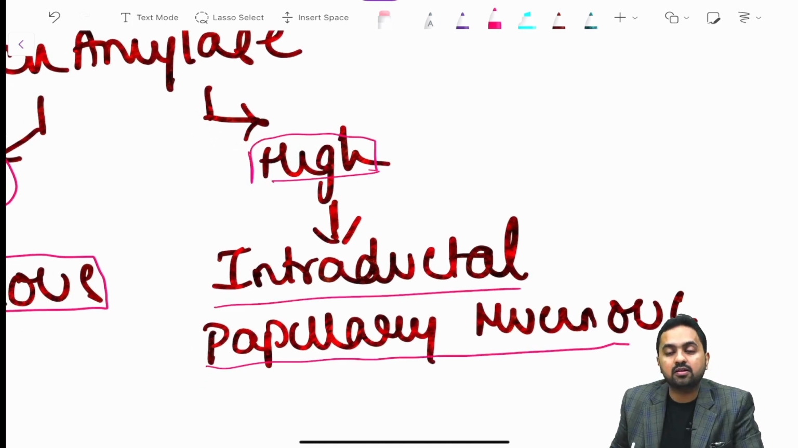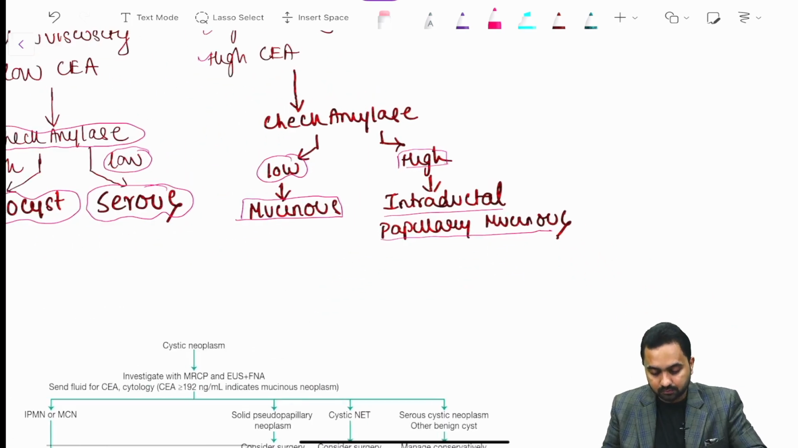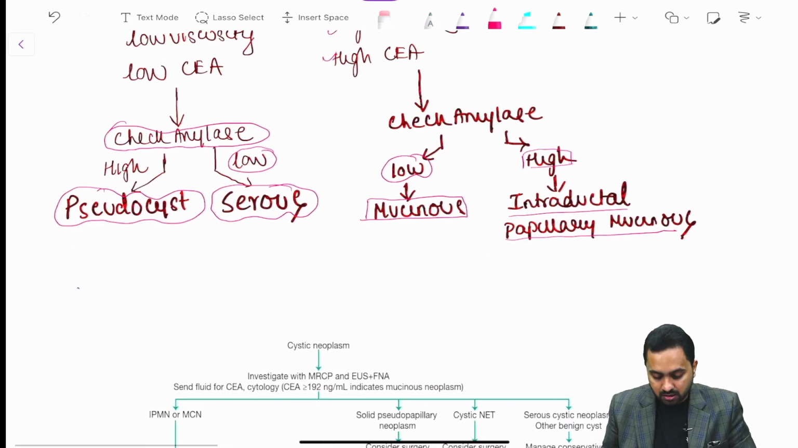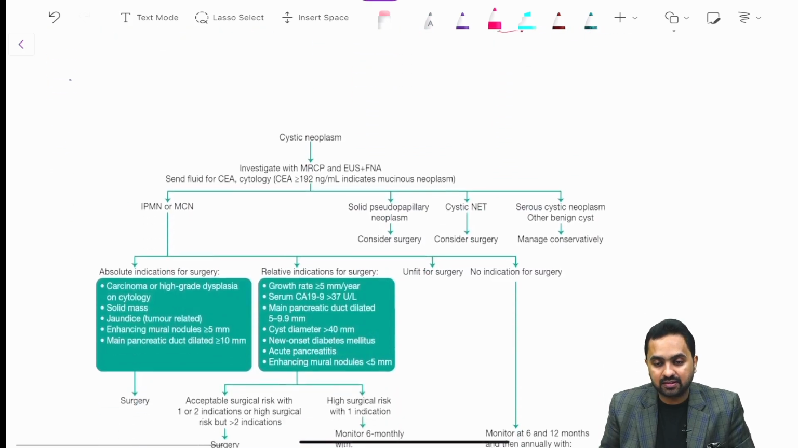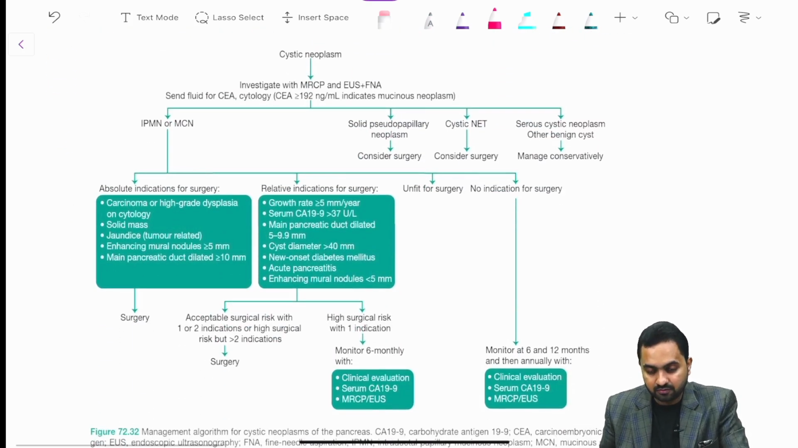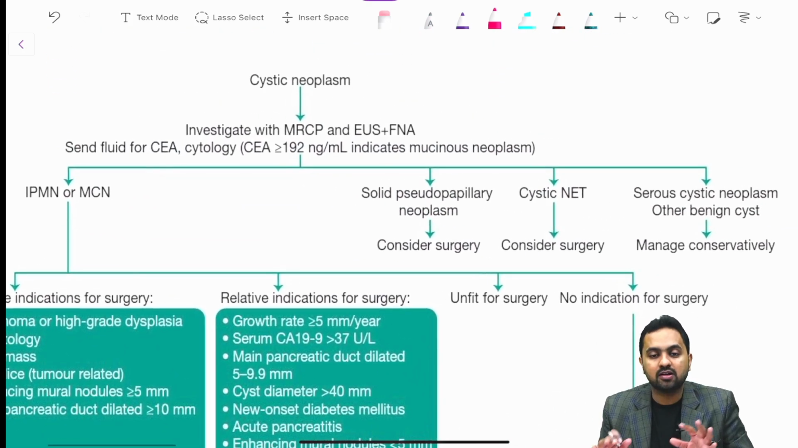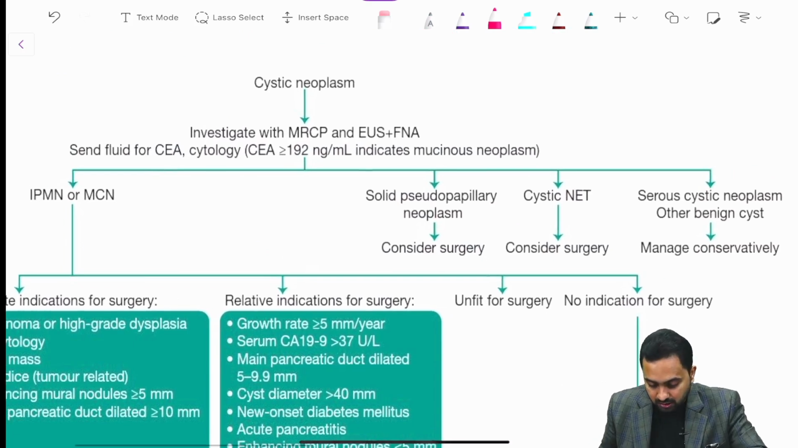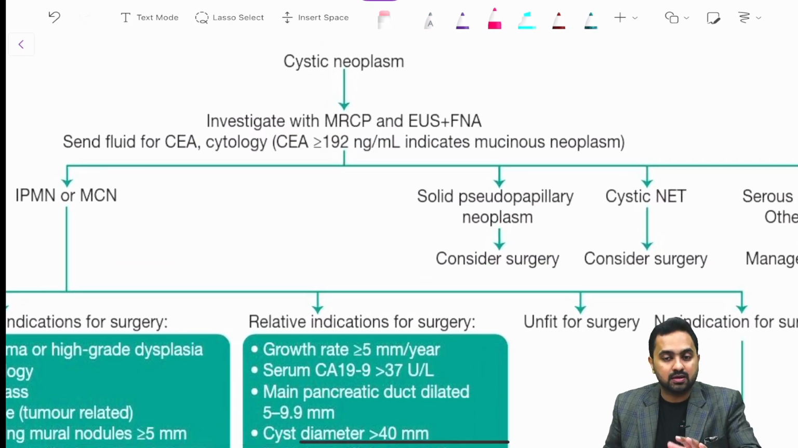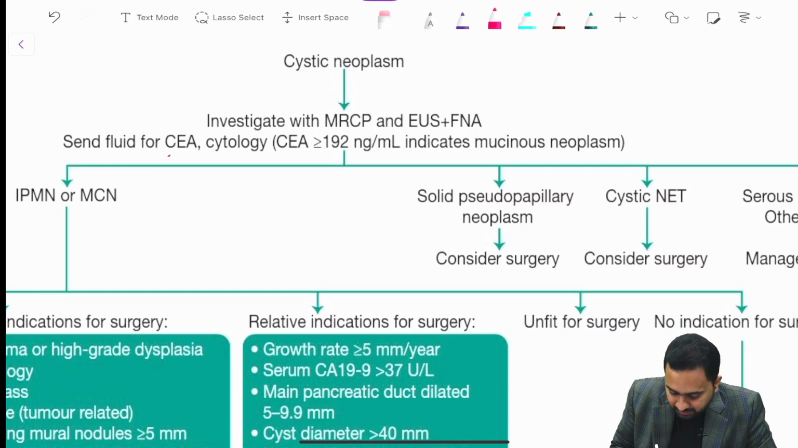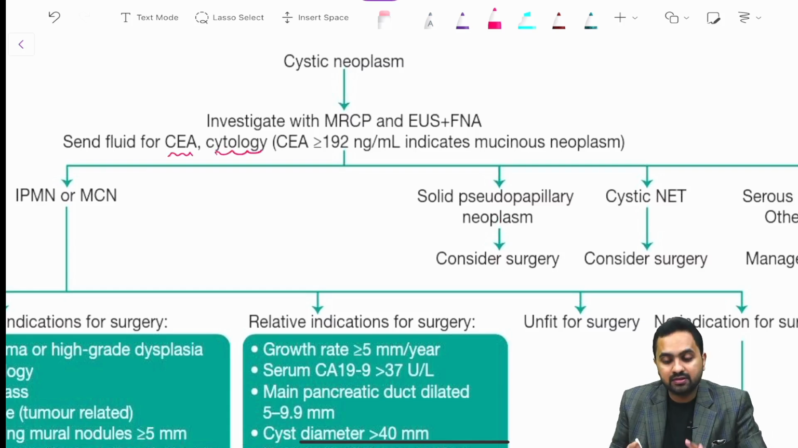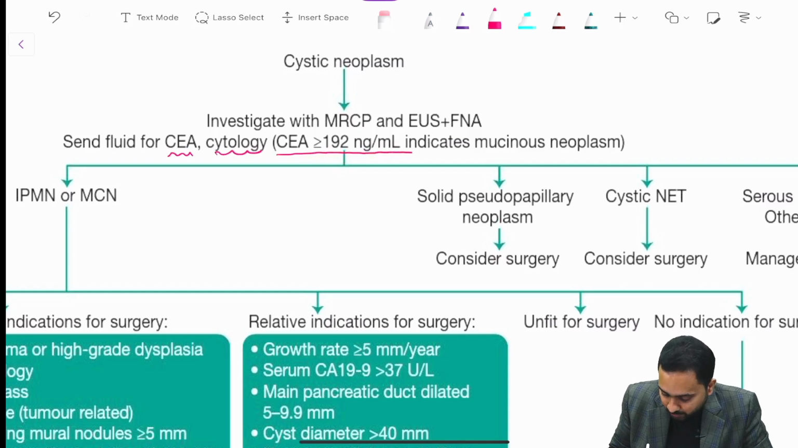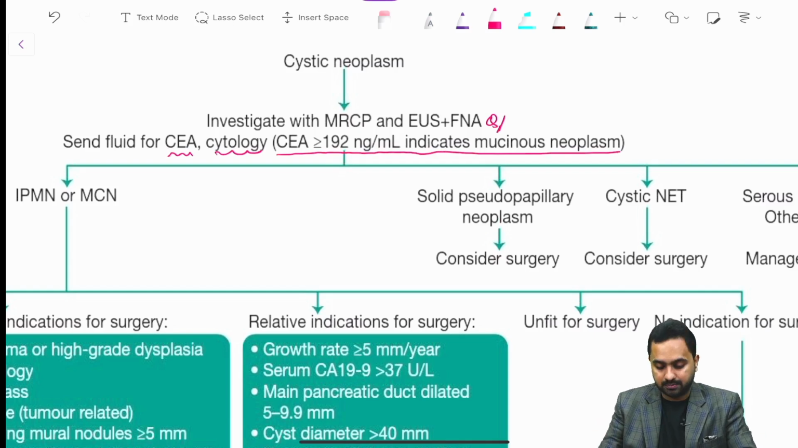intraductal papillary mucinous neoplasm. Now, regarding the management, I have taken this table from Bailey and Love, which has beautifully explained your cystic neoplasm management. So, if we see a cystic neoplasm, we investigate with MRCP or EUS plus fine needle aspiration cytology. We send the fluid for CEA and cytology. Please remember that CEA more than 192 indicates your mucinous neoplasm.